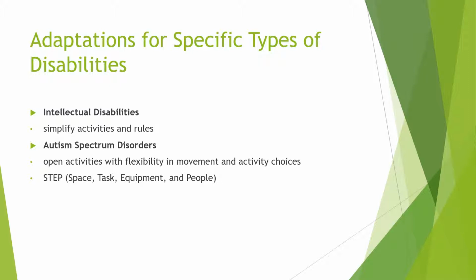It's helpful to use a step process, which includes modifications to space, task, equipment, and people. We've covered all of these areas previously with the exception of people. Due to social and communication impairments, modifications like decreasing the number of players in a team activity may be beneficial for a student who cannot tolerate large groups. And remember that a diagnostic label does not give much information about a student's functional abilities.